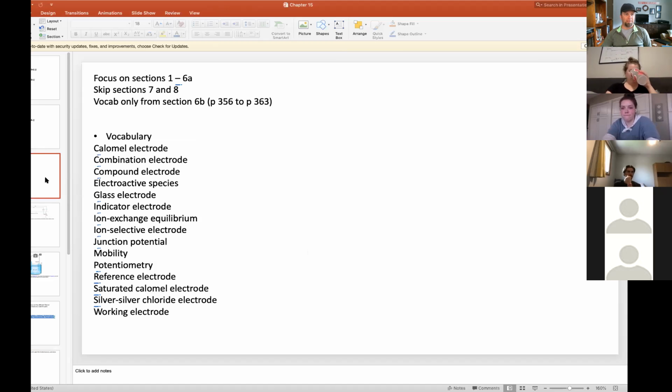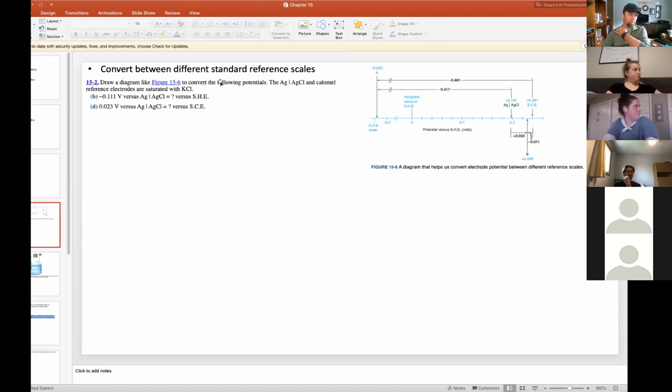Okay, let's take a look back here. Convert between different standard reference scales. So this problem here is not on your worksheet, but I think this is the easiest way for us to address what we otherwise see in the learning objectives and in the notes. I did, I think, 3 or so of them for you in the notes. These are the other 2 from that same problem.